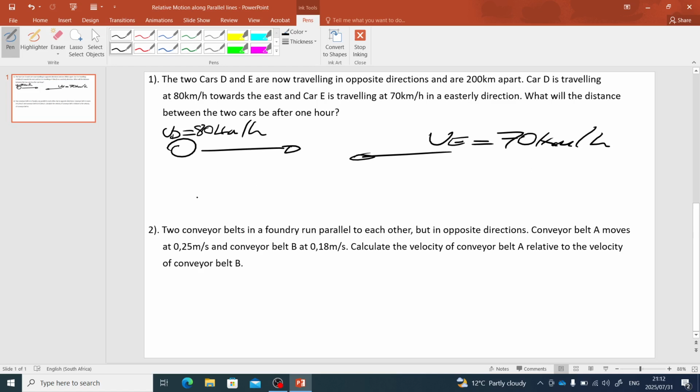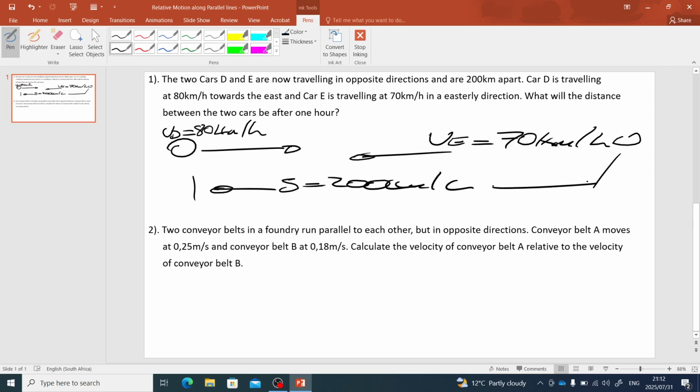Now, we are told that they are 200 kilometers apart. S is 200 kilometers. They are 200 kilometers apart. What will the distance between the two cars be after an hour? After an hour, what would be the distance between the two cars?